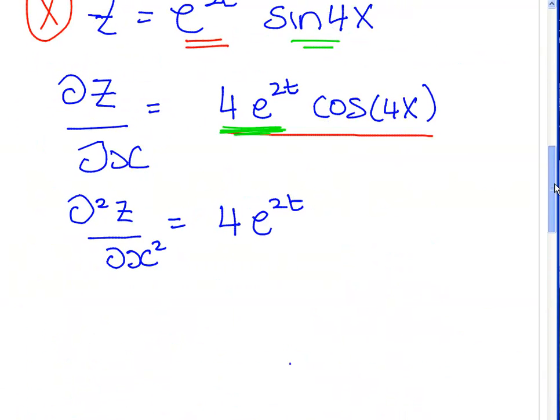So let's just bring that there, minus 4 times sine of 4x. Okay, and again we can tidy that up. We have an expression here with 4 times minus 4.